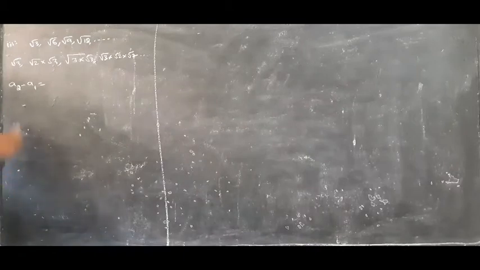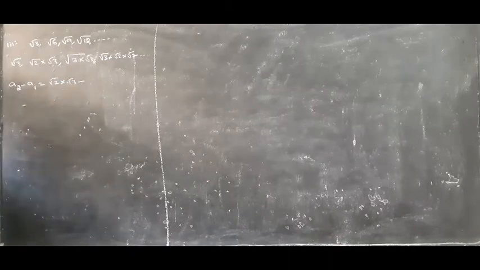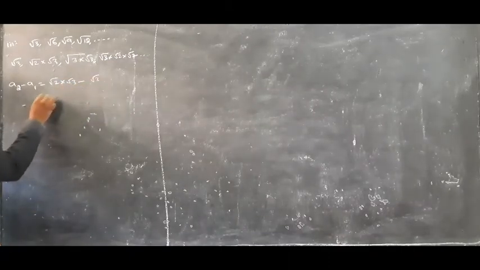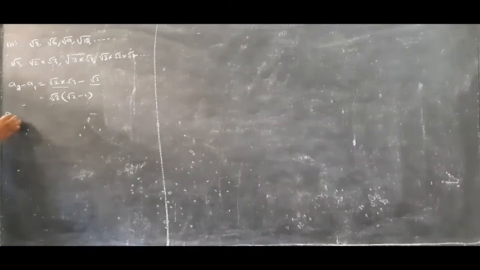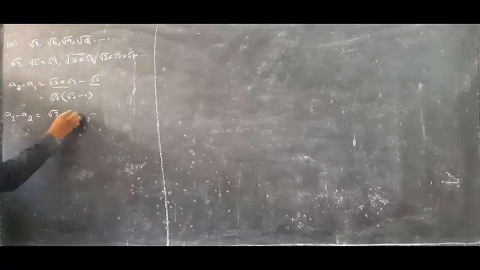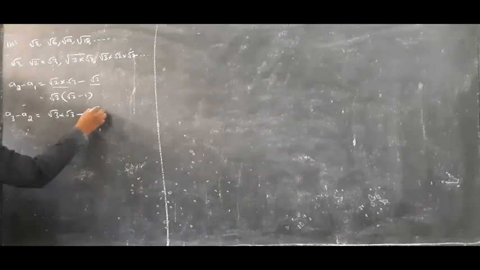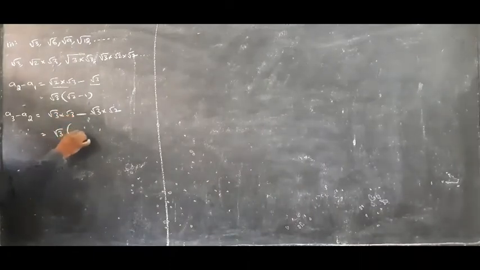Now I need the difference between the second term and the first term, A2 minus A1. The second term is root 2 into root 3 minus the first term root 3. From this I am going to take root 3 as common. Then what is remaining here? Root 2 minus 1. Then A3 minus A2. A3 means the third term, root 3 into root 3 minus the second term root 3 into root 2. From this root 3 I am taking as common. Then the remaining is root 3 minus root 2.